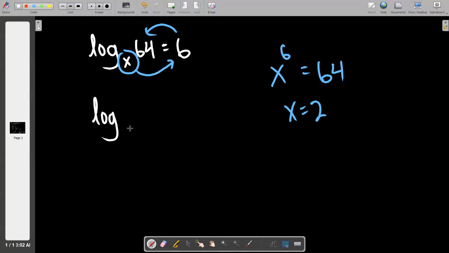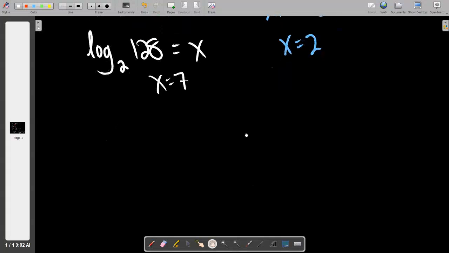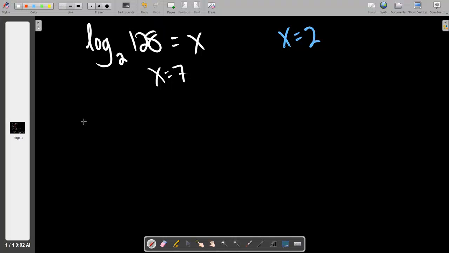This one is log base 2 of 128 equals x. The question behind the scenes is, 2 raised to what power equals 128? Use your table. The answer is 7. So x equals 7 for this one. You see what I mean, how these are going to go relatively quick. And there's no trickeration in this first batch.